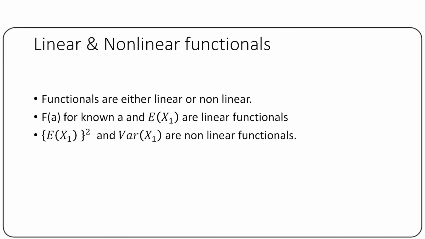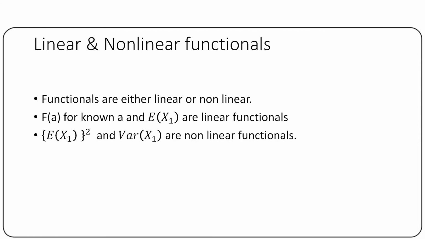So, if we calculate functionals theta f1 and theta f2 corresponding to two distribution functions f1 and f2, and consider a linear convex combination alpha f1 plus 1 minus alpha f2, where alpha is a quantity lying between 0 and 1, then naturally this new combination is also a distribution function.